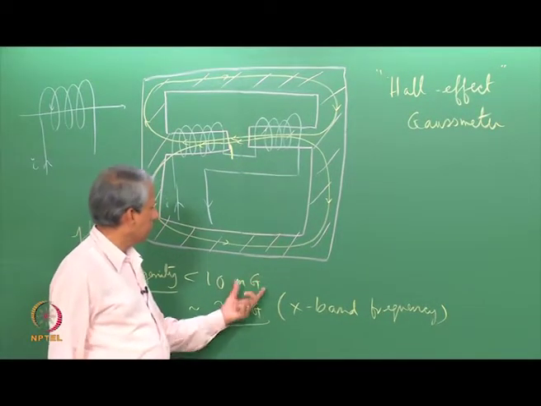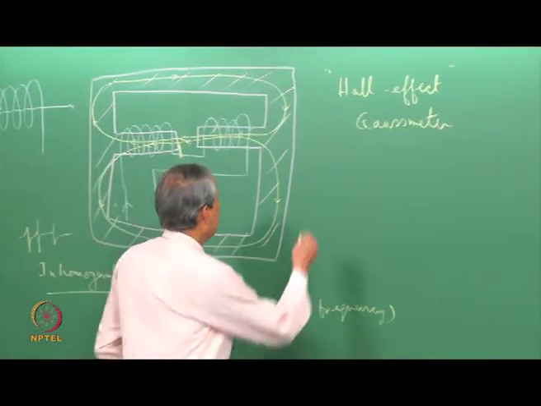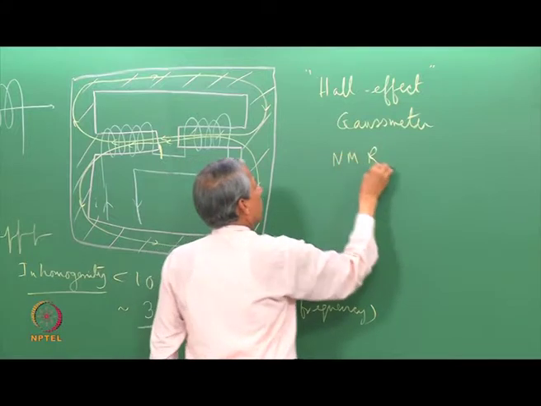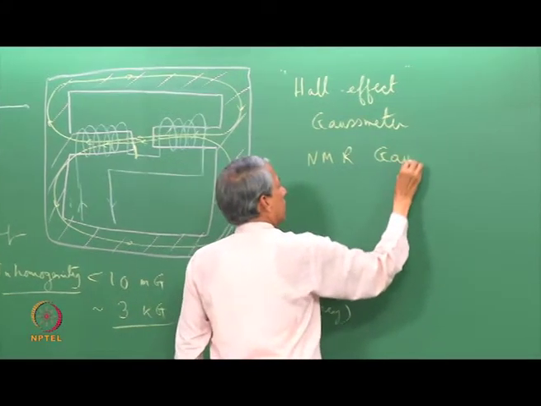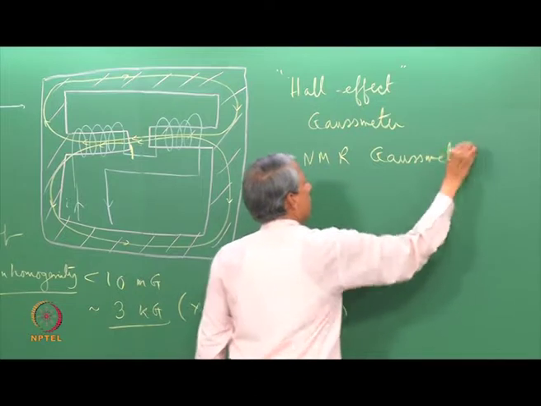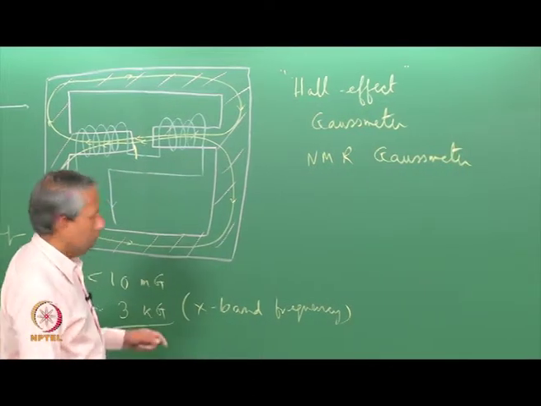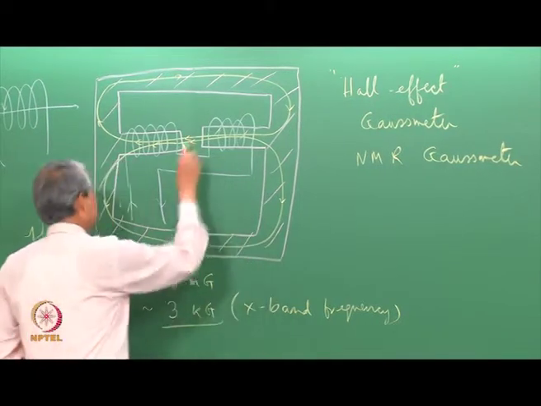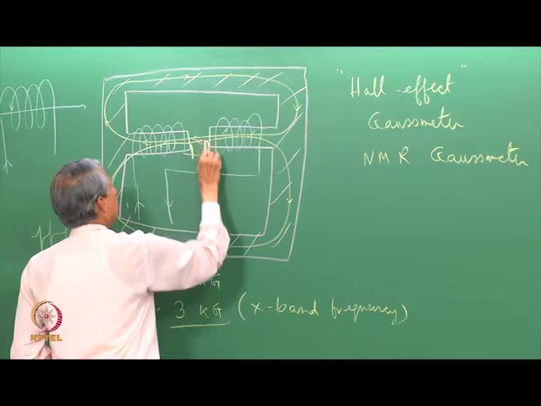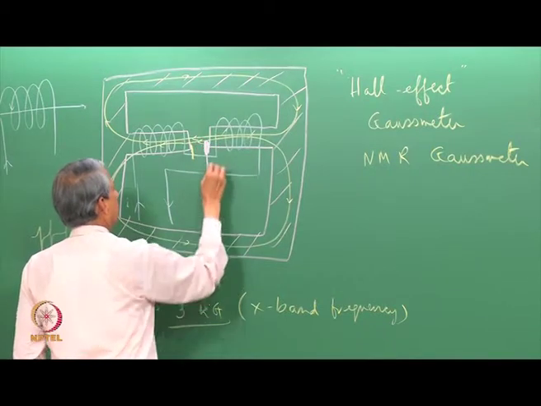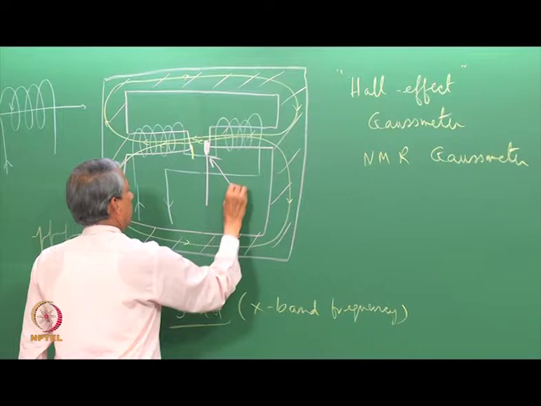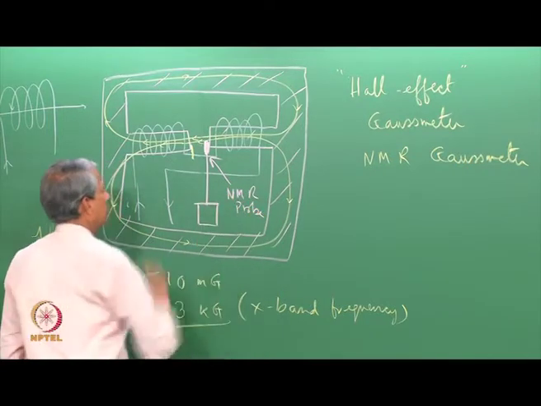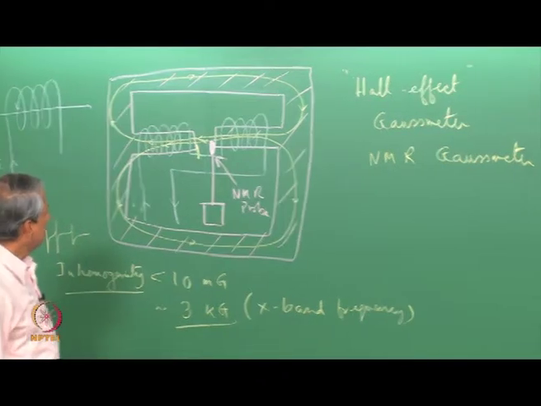When one needs this type of precision, one uses another technique which is based on NMR, the NMR Gauss meter. It is nothing but a very small NMR spectrometer, and an NMR sample is kept very near. This is the NMR probe and this is the small NMR machine.